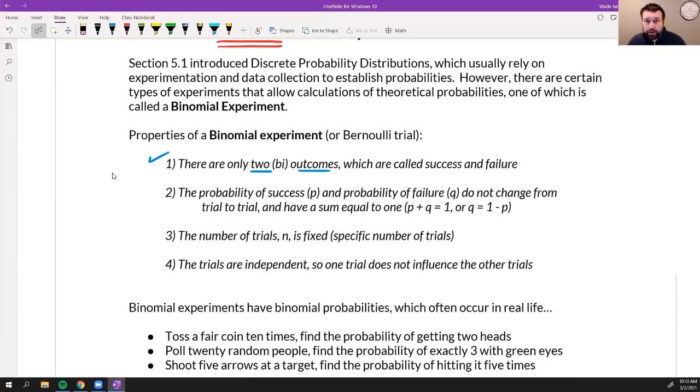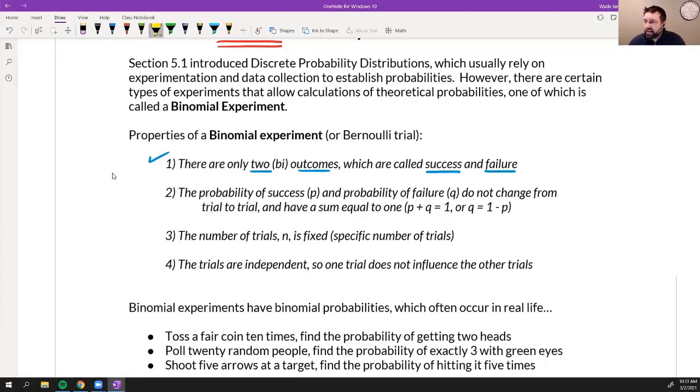So flipping a coin is a classic example of a binomial experiment. It's either heads or it's tails. Another way that we can define this is by success or failure. Either yes, the event happened, or no, it did not happen. Either you got it wrong or you got it right. Okay, that would be a binomial situation.